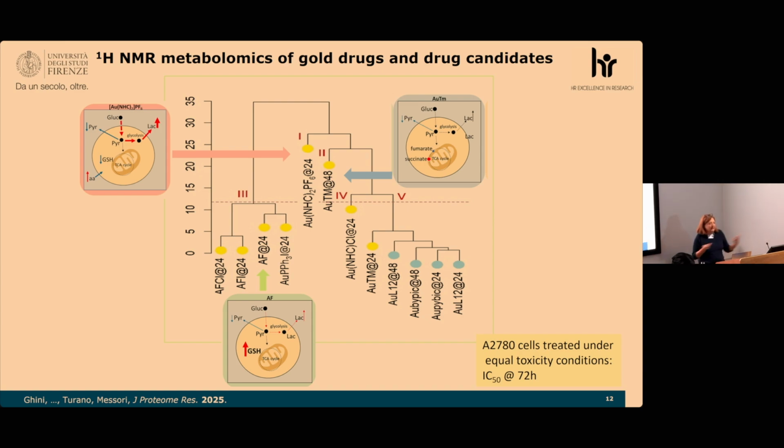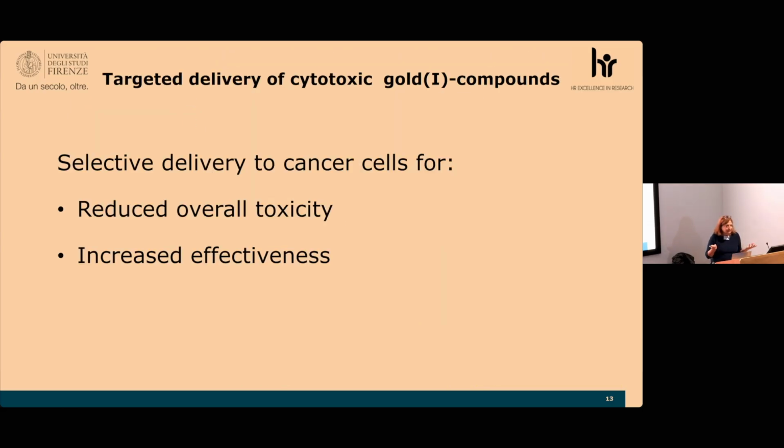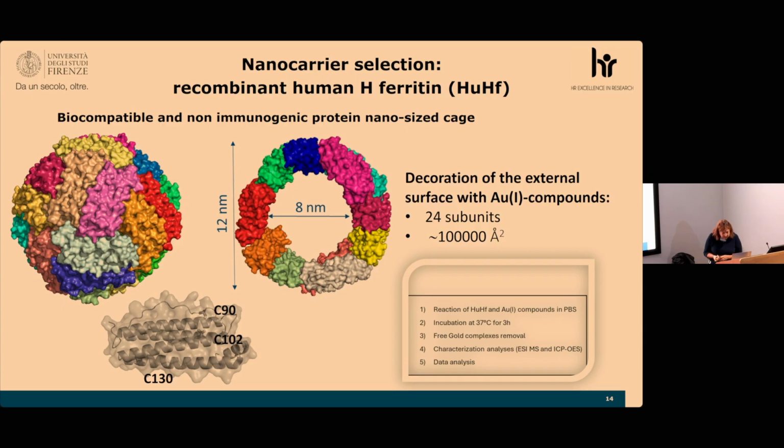And as I was showing, the nature of the ligands on the gold drugs can modulate the affinity for the different proteins. We want to have something which is more selective against cancer cells. So we wanted to use some sort of nano-delivery of these drugs, trying to increase the selectivity towards cancer cells. And the system that we selected in this sense is ferritin. Ferritin is present in the cytoplasm of all animals as a heteropolymeric nanocage protein of 12 nanometers of outside diameter.